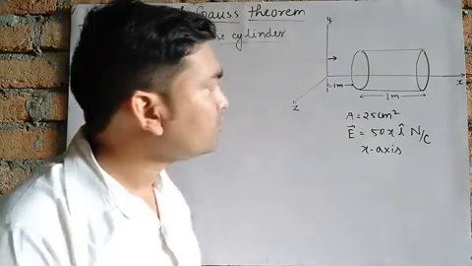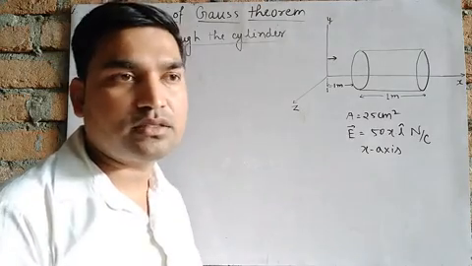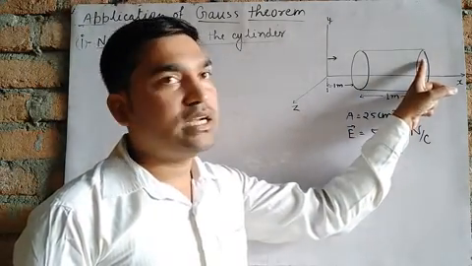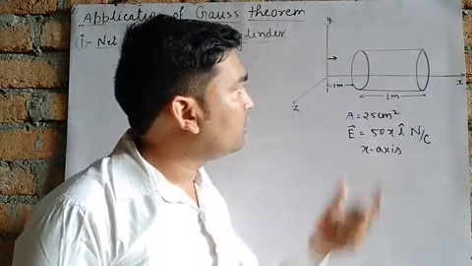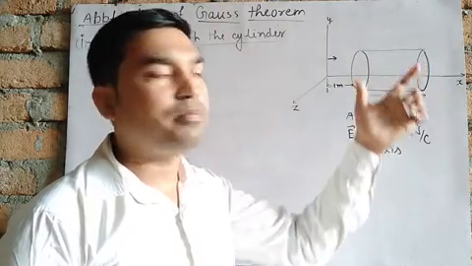It's okay. First of all, we have to decide the direction of area vectors. Again, I tell you the direction of surface area is always perpendicular to the surface.